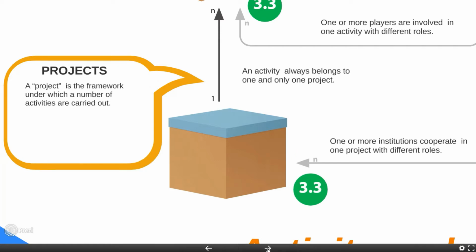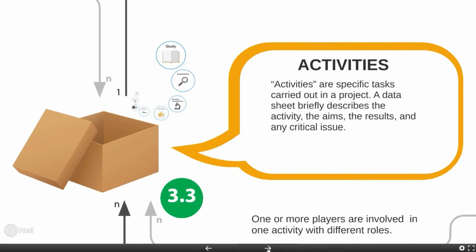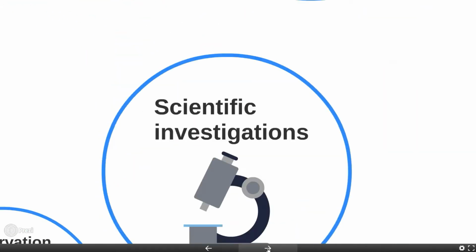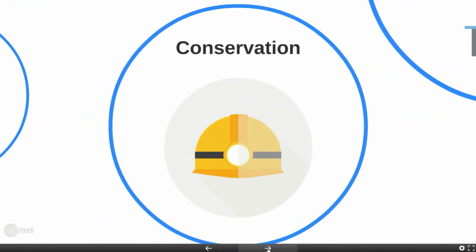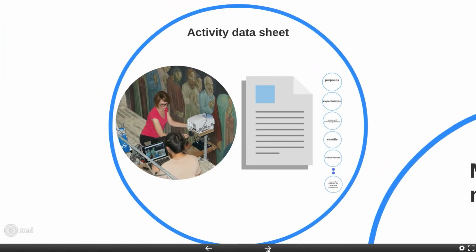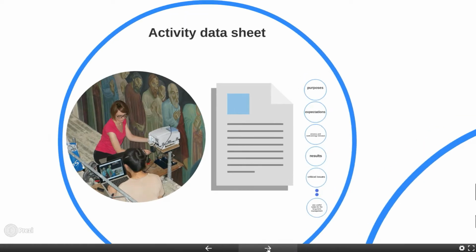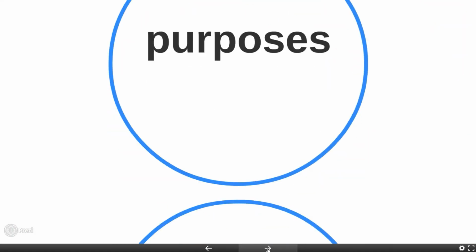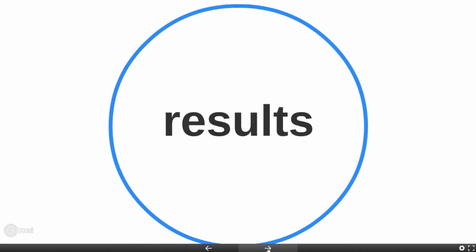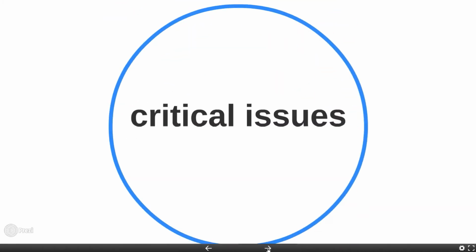Many types of activities can be carried out as part of a project, and may include historical and archival research, visual examination, scientific investigation, restoration interventions, monitoring, maintenance, and much more. A single activity can involve one or more cultural properties. For each activity, we complete a datasheet with information about its goals, the expected results, the methodology followed, and a description of the obtained results. Critical issues are recorded as well in order to improve the methodology in the future.